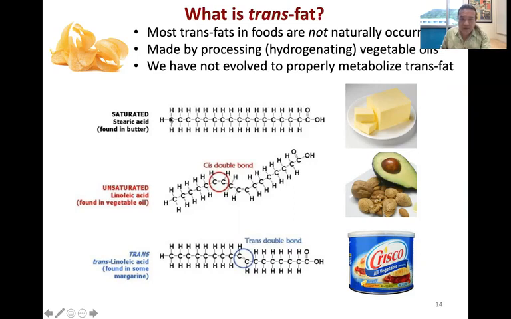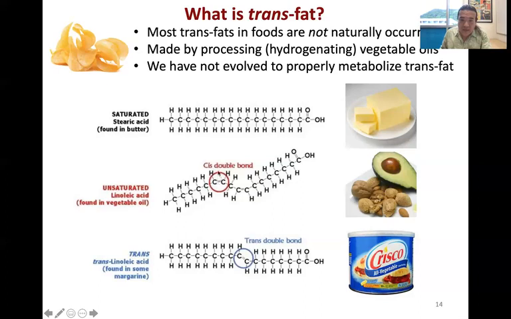If you look here, here's a natural saturated fat. This is stearic acid that's found in butter. Again, it's saturated. All the carbons are happily occupied by hydrogens, so it's nice and straight. As a result, at room temperature, the butter is solid. Compare that to an unsaturated fat, like linoleic acid that comes from vegetable oil, or oils from things like avocados and nuts.